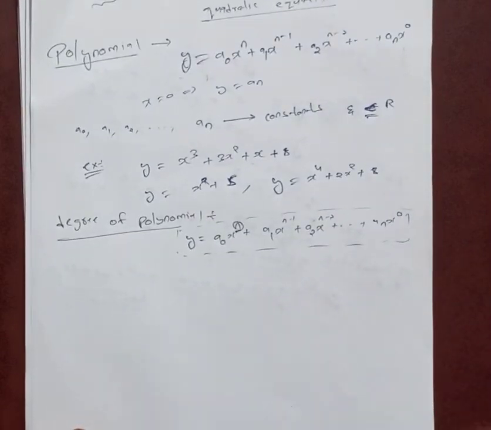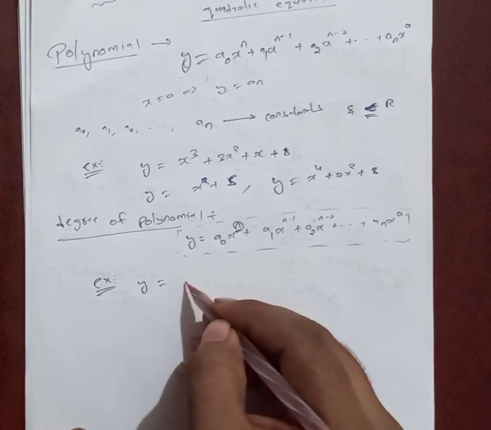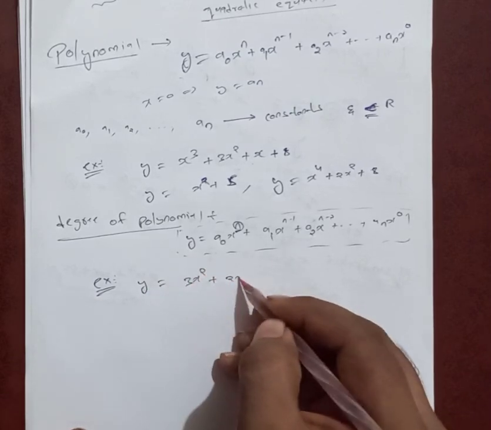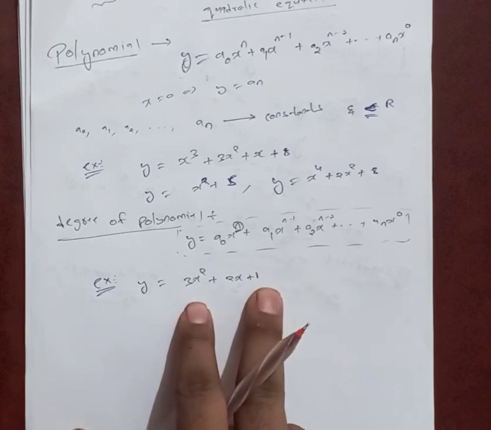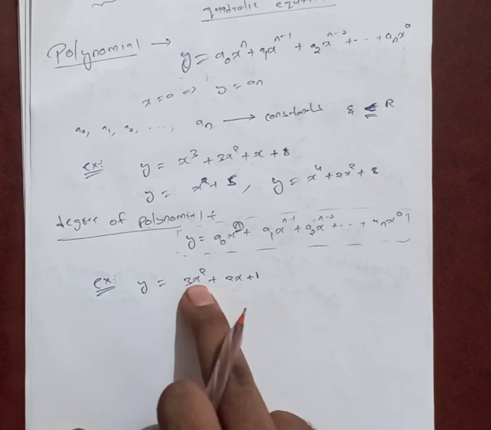Next, let us take an example. For example, y = 3x^2 + 2x + 1. This is a polynomial of degree 2. That is, the highest power of x in this equation is 2.